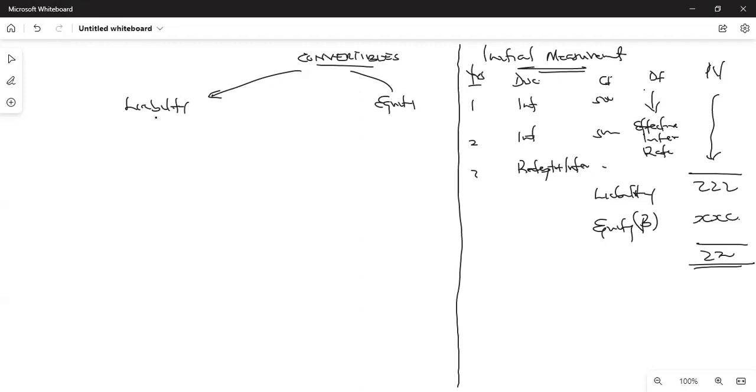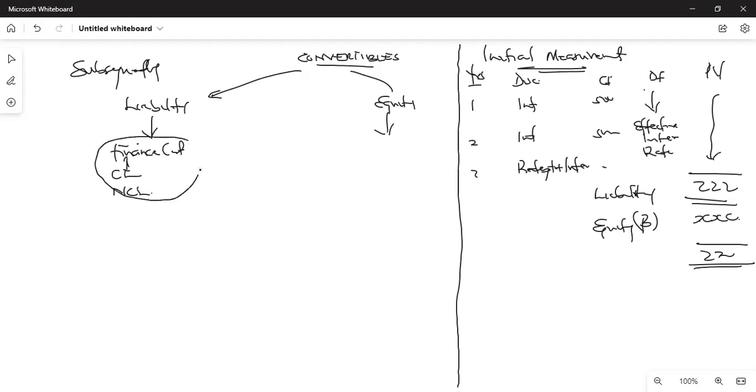As the liability component, we all know what we look for. What we are looking for subsequently is the finance cost. Then we need our current liability, of course. Then we need our NCL. So we are going to get these by going through the amortized cost concept.